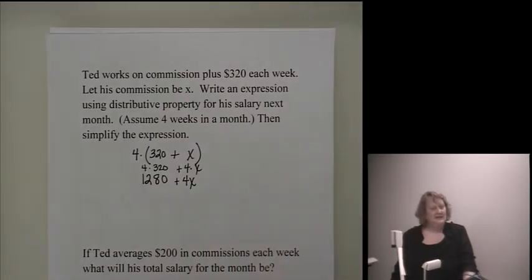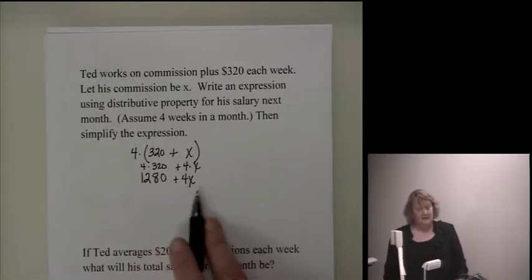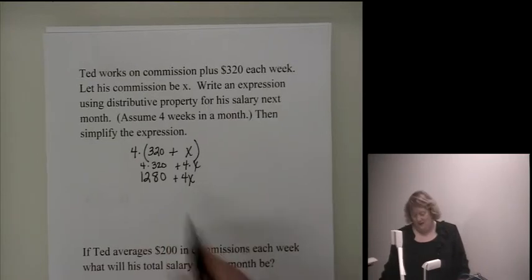And again, this one does have some limitations because we assumed he earned the same commission every week. And that probably wouldn't be the same amount every week because it would probably vary week to week. But we're assuming he makes the same amount of commission every week for the month. So in this case, $1,280 plus 4x would be an expression for his salary for the month.